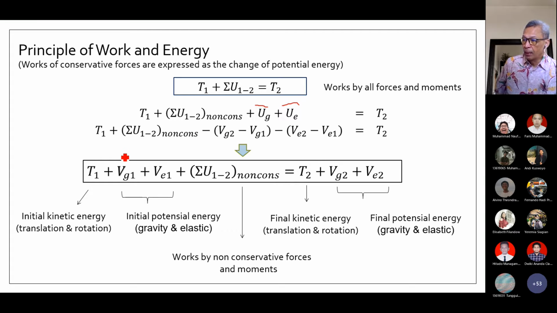Ini posisi 1. Jadi kita mengatakan energi kinetik awal dari sistem plus energi potensial awal, baik energi potensial gravitasi awal maupun energi potensial pegas awal, ditambah kerja oleh gaya non konservatif sama dengan energi kinetik akhir plus energi potensial gravitasi dan energi potensial pegas akhir. Jadi ini persamaan alternatif kedua, di mana kita memilah kerja oleh gaya gravitasi dan kerja oleh gaya pegas dalam persamaan pertama dan kemudian kita nyatakan sebagai energi potensial gravitasi dan energi potensial pegas.